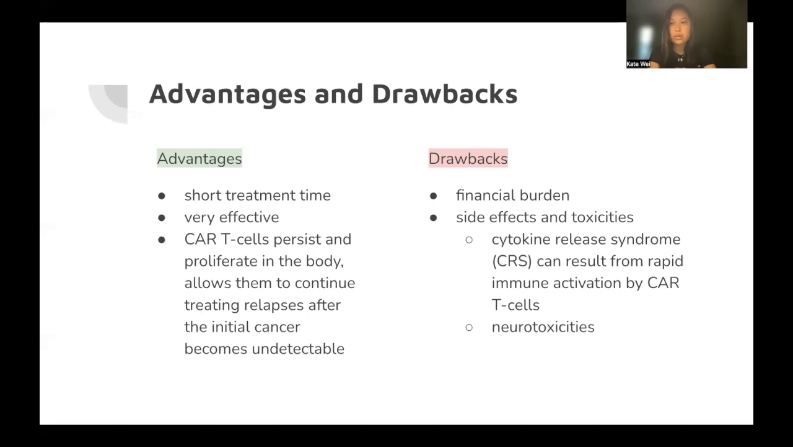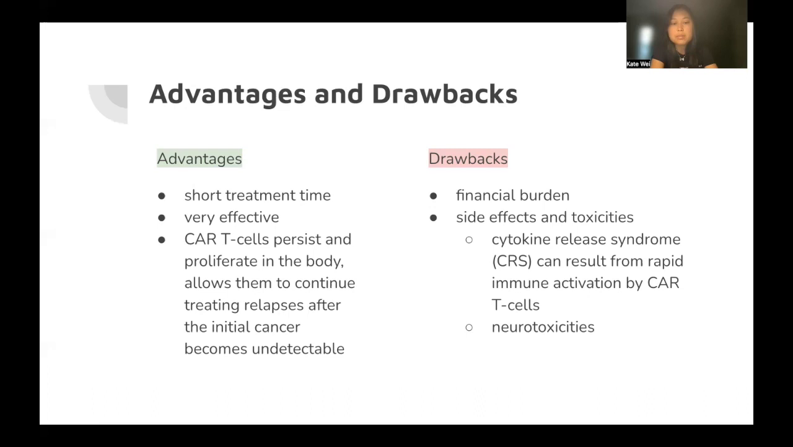Another drawback to CAR T-cell therapy are the side effects and toxicities associated with it. The most common being cytokine release syndrome, or CRS. This is a potentially life-threatening complication that results from rapid immune activation by CAR T-cells and the prompt release of large amounts of cytokines into the blood. So CRS can cause symptoms such as fevers, muscle aches, and fatigue, which can escalate to potentially fatal vasodilatory shock, capillary leak, hypoxia, and organ damage.